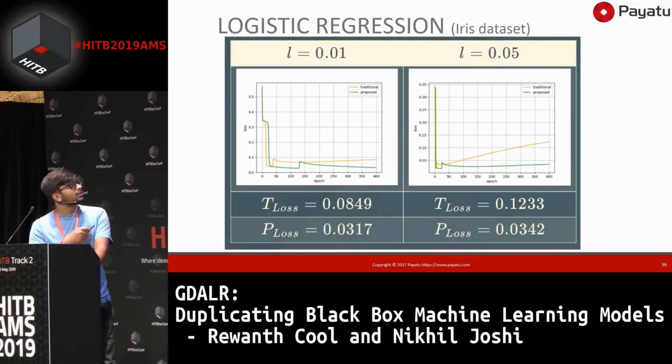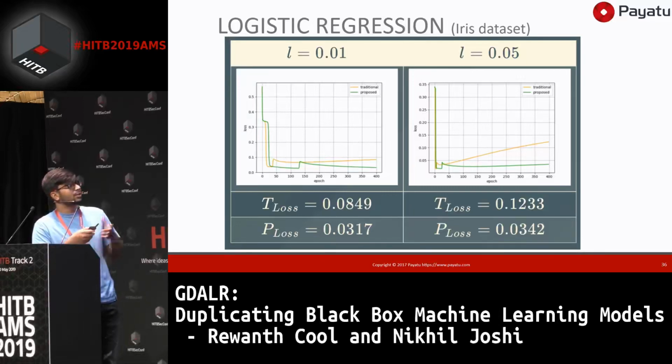So here you can see that the green line represents the proposed attack, the GDLR method, and the orange or yellow line represents the traditional machine learning model stealing method. On the y-axis, we have loss, which was the C that we have seen previously. The lower the loss, the better the model is being trained, and it will predict the output that you want it to predict. So the T loss is the loss attained by the traditional method, and P loss is the loss attained by our method. You can see the P loss is significantly lower than the T loss here.